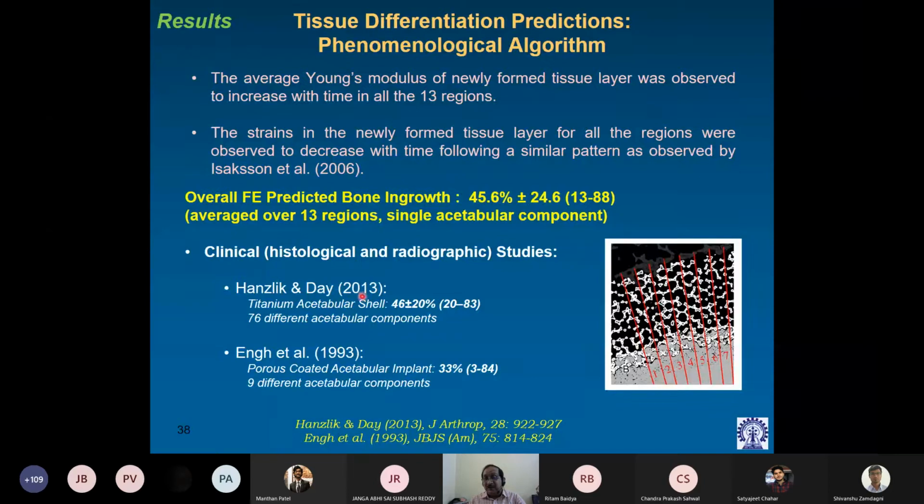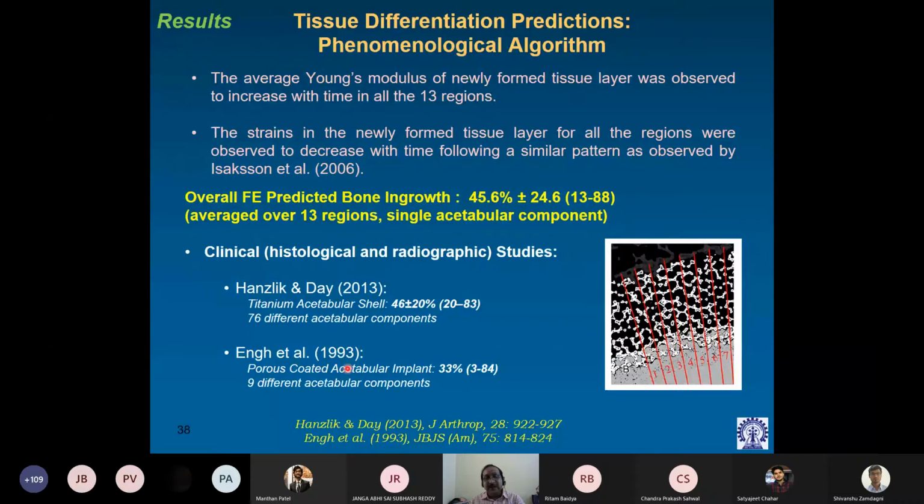The clinical studies in 2013 used 76 different acetabular components of titanium acetabular shell. Ours is cobalt, chromium, molybdenum alloy implant material. They have come up with an average value of 76. The variation was from 20 to 83. Ours varied from 13 to 88. So these values are not too different.